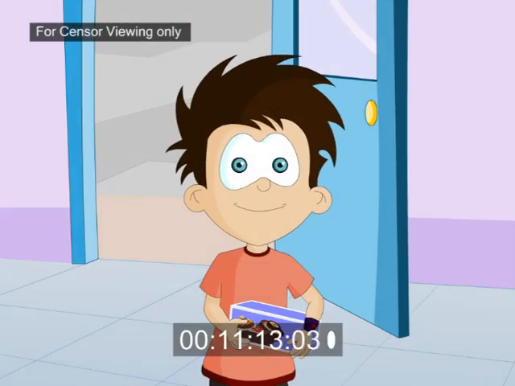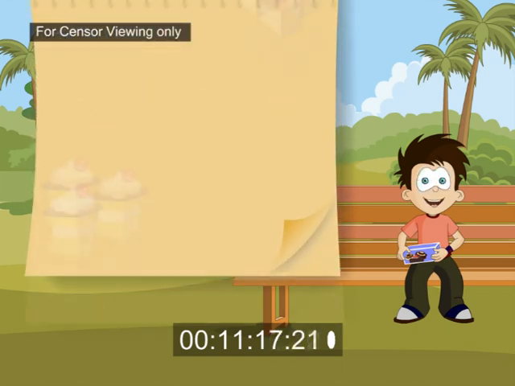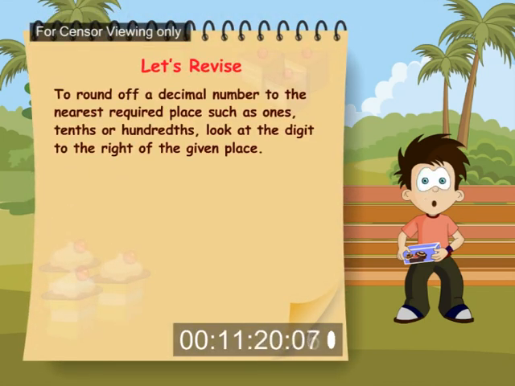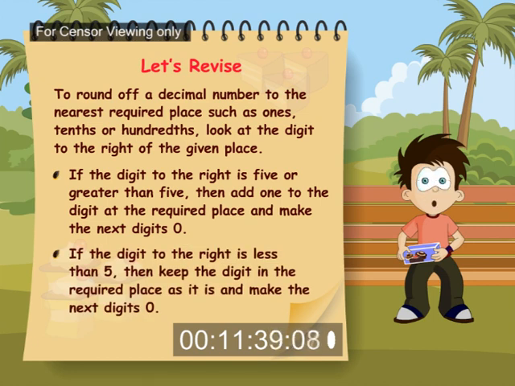Thanks. Bye. Remember this about rounding off decimal numbers. To round off decimal numbers to the nearest required place, such as ones, tenths, or hundredths, look at the digit to the right of the given place. If the digit to the right is 5 or greater than 5, then add 1 to the digit at the required place and make the next digits 0. If the digit to the right is less than 5, then keep the digit in the required place as it is and make the next digits 0. Look at the given examples.